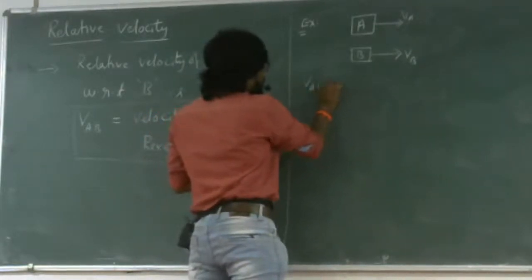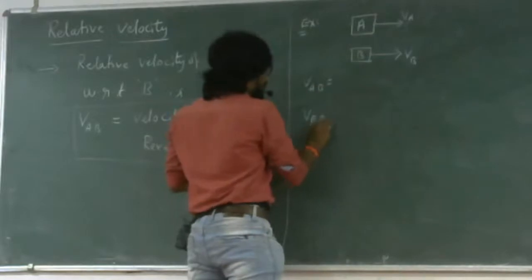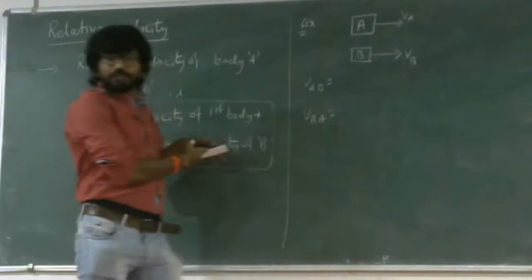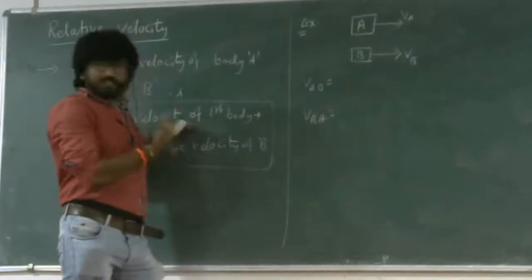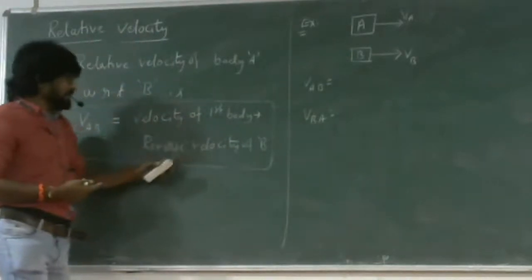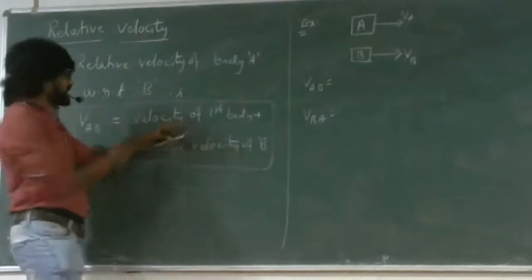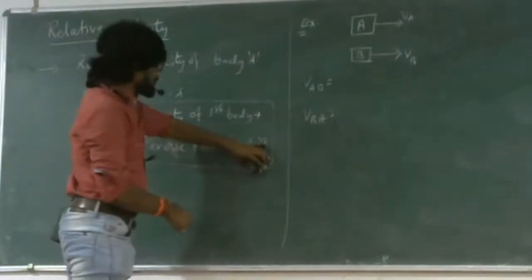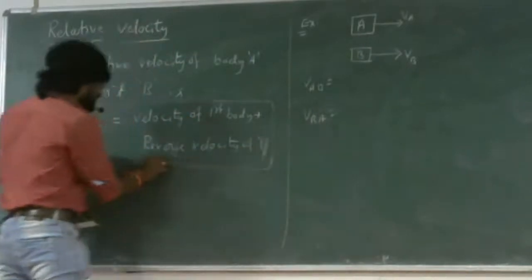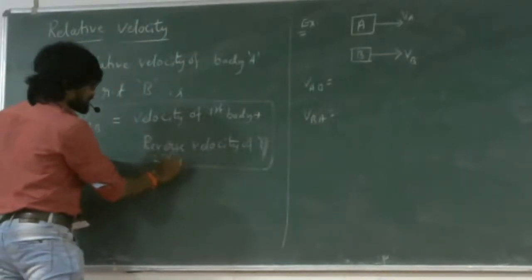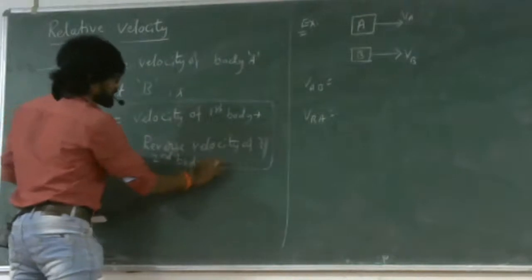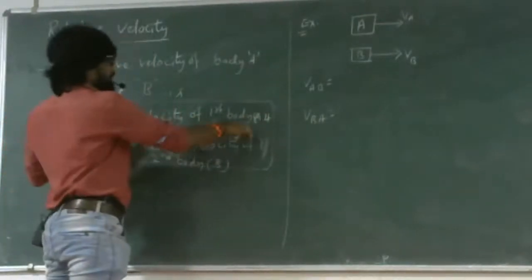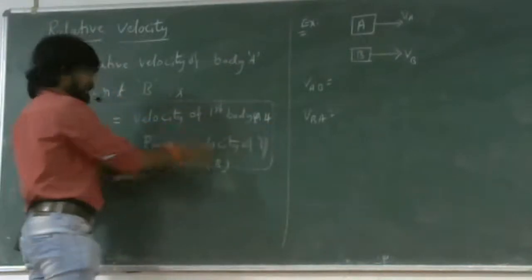So here VAB is equal to what? VBA is equal to what? According to this general relation, velocity of the first body plus the reverse velocity of the second body. Here the first body is A and the second body is B. So velocity of the first body A plus reverse velocity of the second body, that is B.